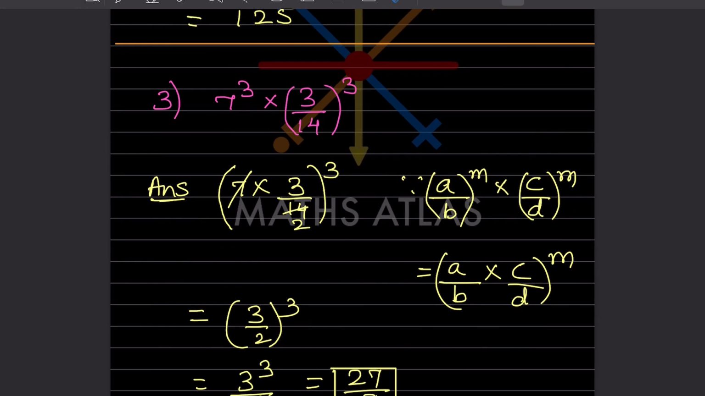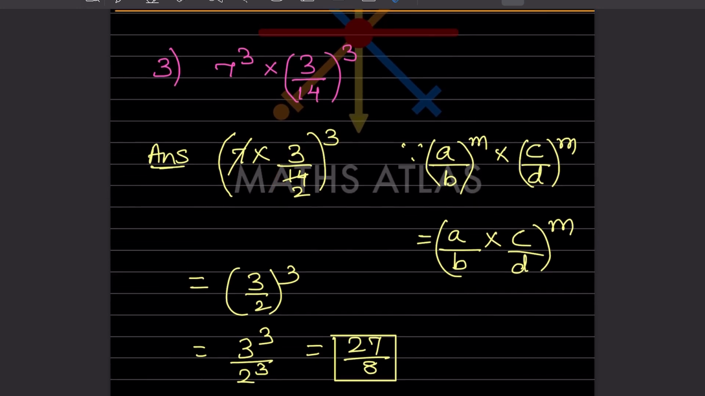Now look at here. First thing, here what you can see now, the bases are different, but the exponents are the same. Whenever we have such a step, just look at this formula: a by b raised to m into c by d raised to m, means the exponents are the same. So what we do, we multiply the bases and the exponent we write only once. The same rule we are going to follow over here. We are going to multiply the bases. So we have multiplied the bases and the exponents we have kept the same. So now we can simplify this. 7 1s are 7, 7 2s are 14. So this is going to be what? 3 by 2.